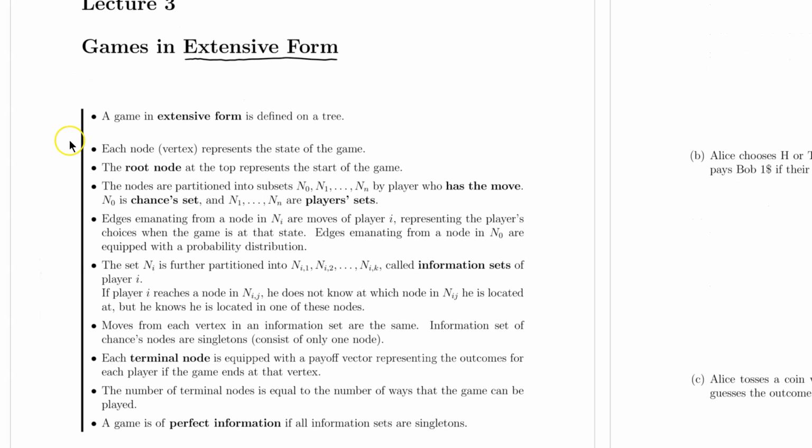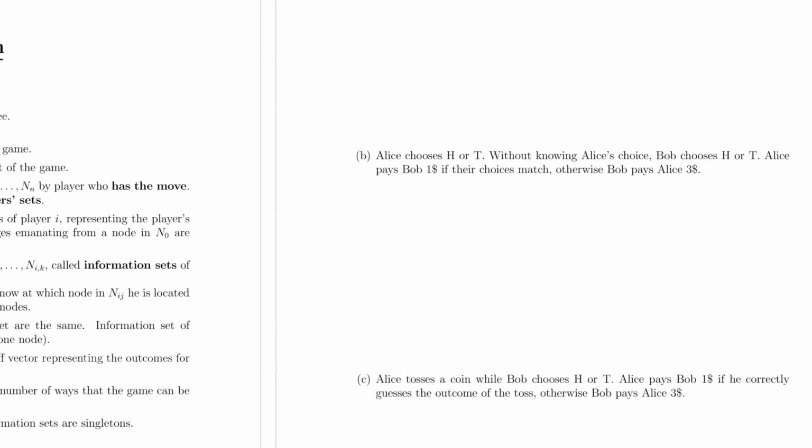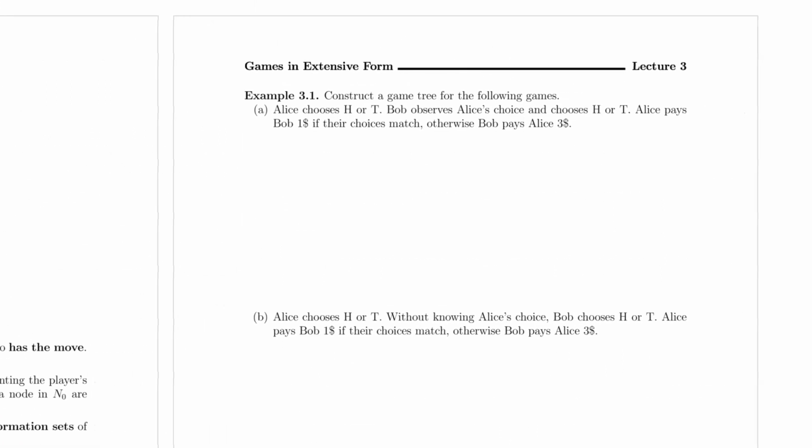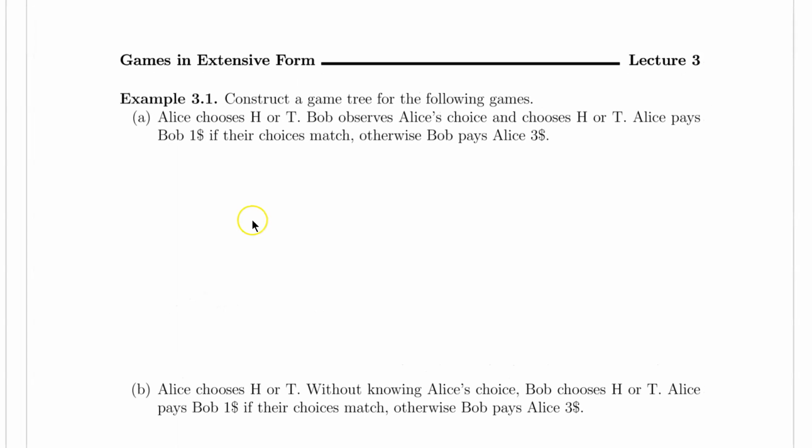Now, I can talk about the terminology first, but this will sound a little confusing. So at first, let me talk about this example here. Let's say I have a game, and in this game there are Alice and Bob. Alice is going to choose head or tail, and then Bob will see what Alice chooses, and then Bob himself is going to choose head or tail. Alice will pay Bob $1 if their choices are the same, and otherwise, Bob will pay Alice $3.